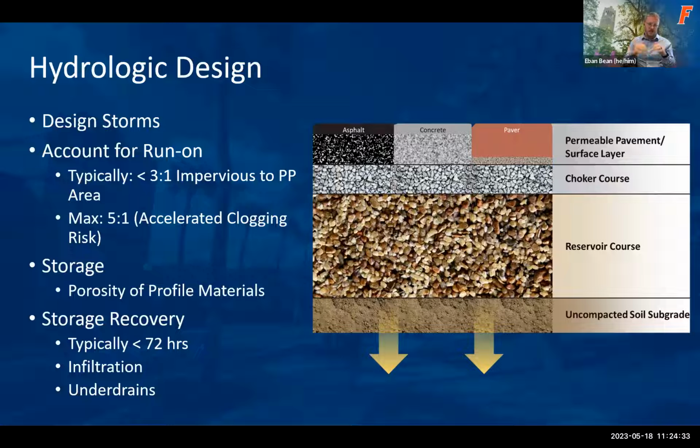If it is infiltrating, we want to make sure that we have sufficient separation between the bottom of the reservoir course and the seasonal high water table. This allows the void space between the bottom of the reservoir course and the seasonal high water table to fill with the water that has been captured during the intense rainfall, to migrate into that space if there is a seasonal high water table, and then that storage in the pavement system is available after the subsequent storm event.